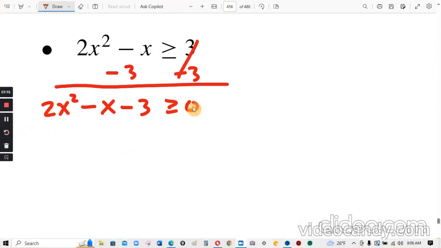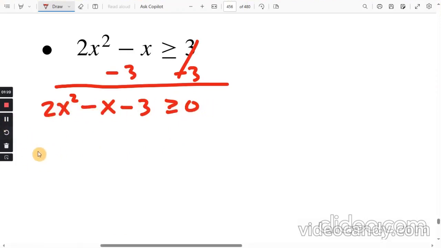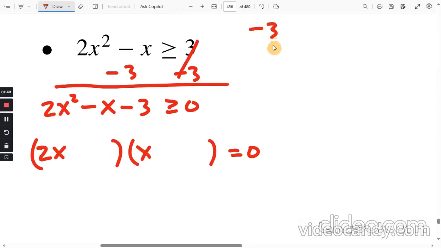Now, in order to find the zeros, when this actually equals 0, we have to factor this. You can use factoring by grouping, but I think this one you can do just manually. To get 2x squared, the first terms would have to be 2x times x. And to get negative 3, the only factors are either negative 1 times 3 or 3 times negative 1.